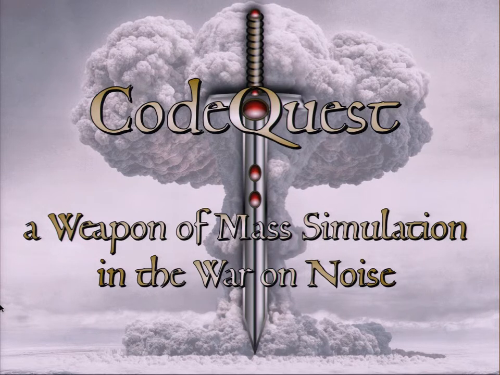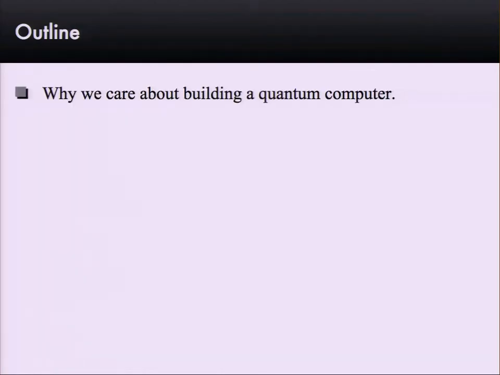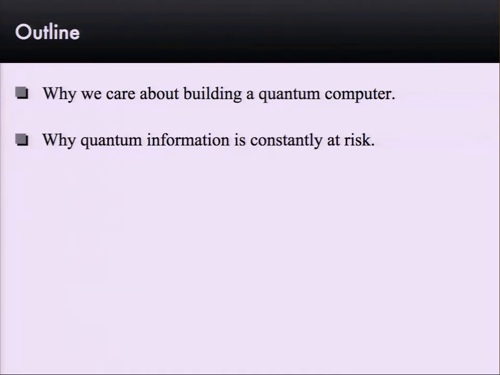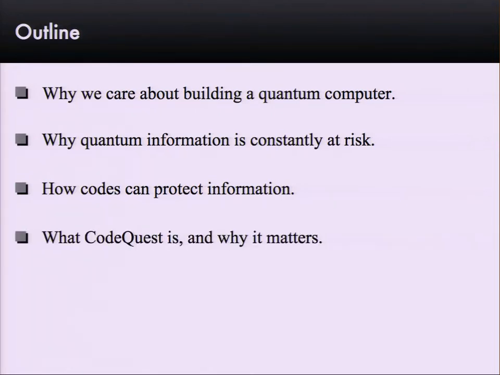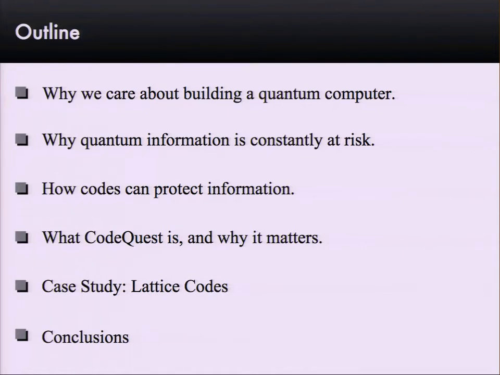So what I'm going to be talking to you about today is the following. First, I'm going to motivate a little about why we care about building a quantum computer. Then I'll talk about why this is difficult, why quantum information is constantly at risk of destruction. Then I'll talk about how you can use codes to protect this information. With that background, I'll talk about my own project, what CodeQuest is and why it matters. I'll present a case study of applying it to study lattice codes, which I'll explain more about later. And then finally, I will present the conclusions of the talk.